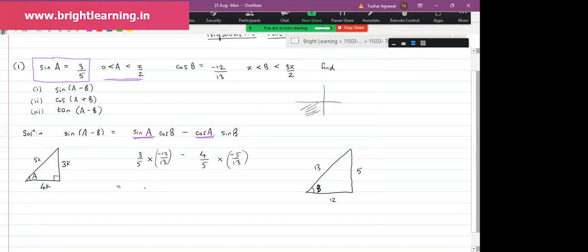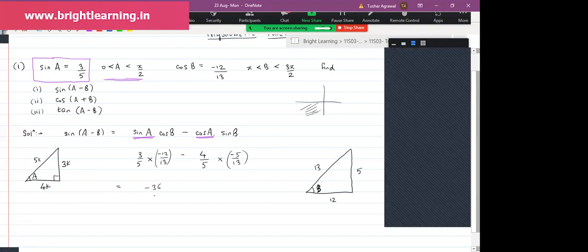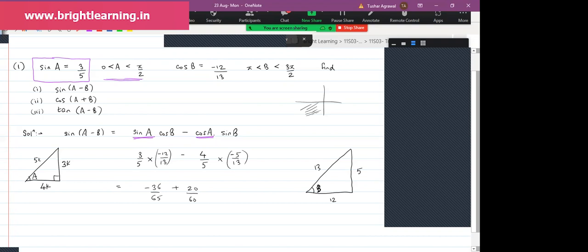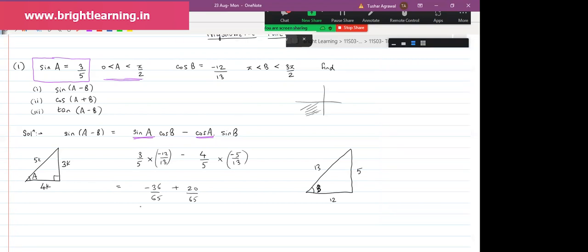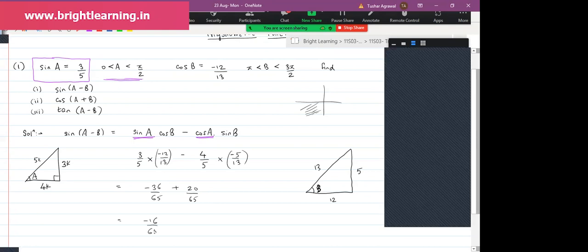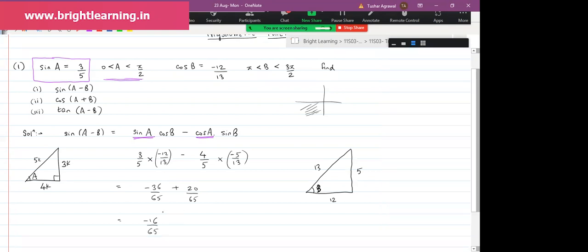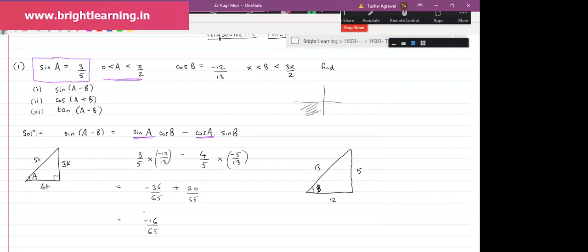Substituting, it gives minus 36 upon 65 plus 20 upon 65. So this turns out to be equal to minus 16 upon 65. Clear to everyone? Yes, sir. Calculate the other values quickly.